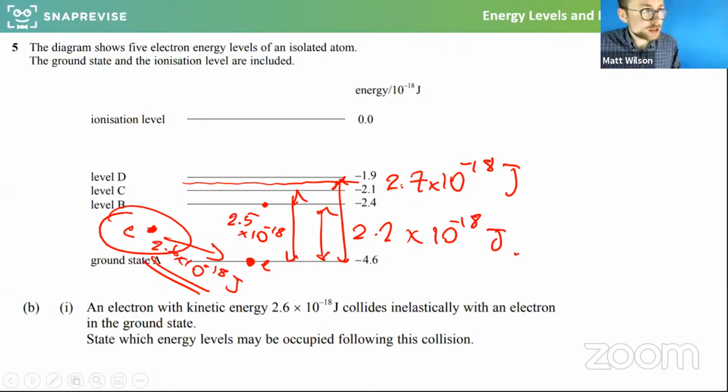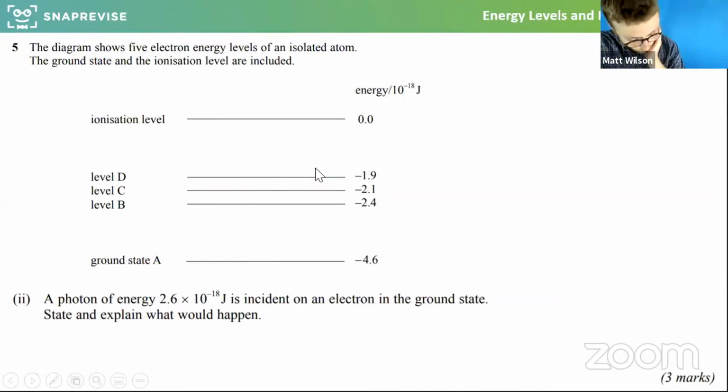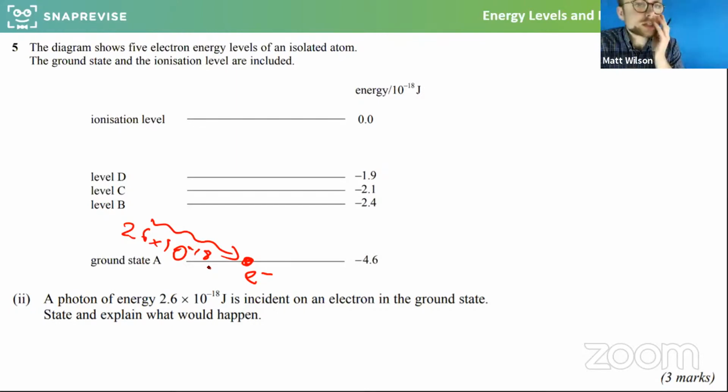So now let's have a look at another example. This time we're told a photon of energy 2.6 times 10 to the minus 18 joules is incident on an electron in the ground state. So here's a photon coming in with 2.6 times 10 to the minus 18. State and explain what would happen. So in this case, what would happen? What do we reckon? What energy levels would it get kicked up to? Would it get kicked up to any energy levels?